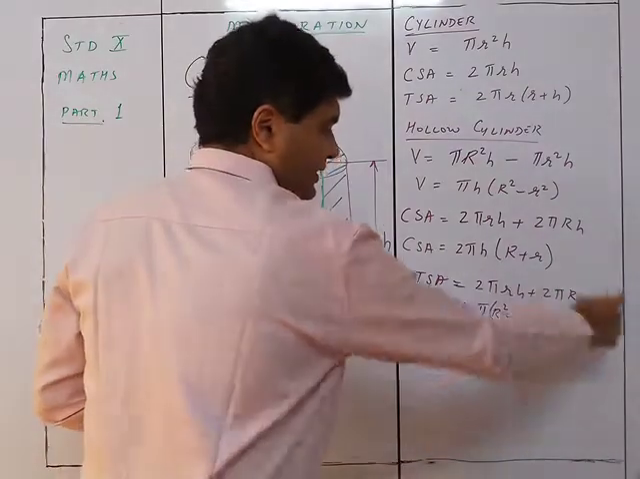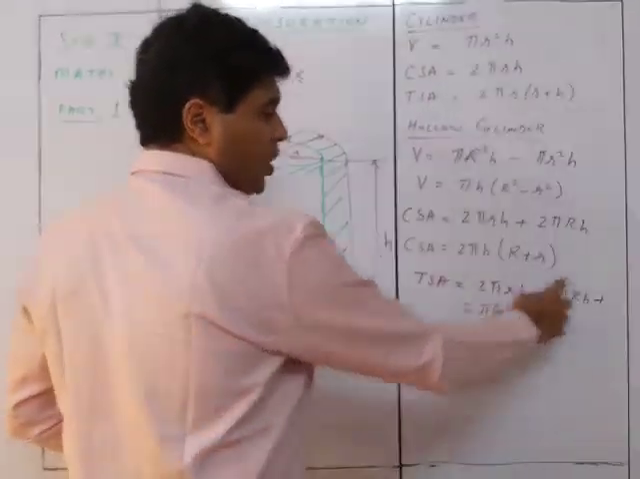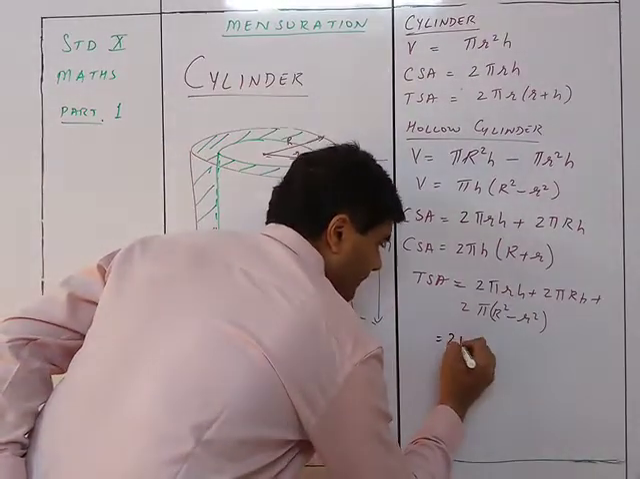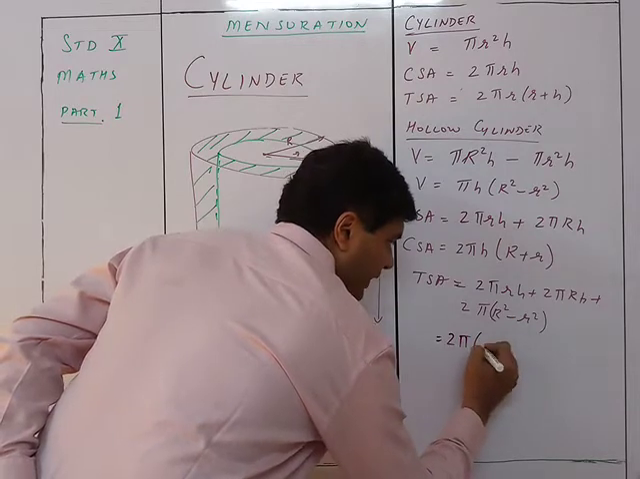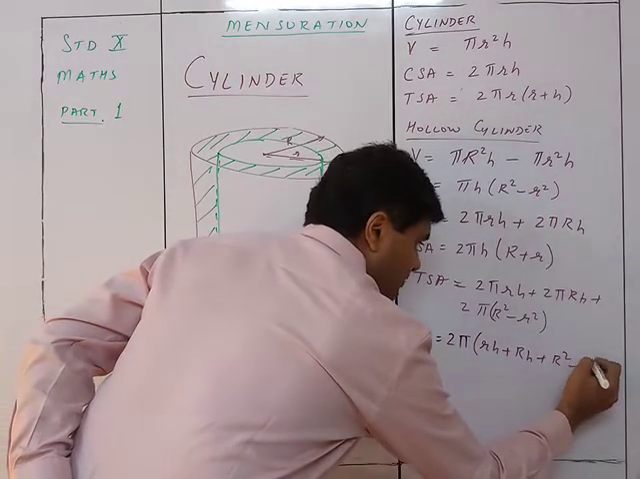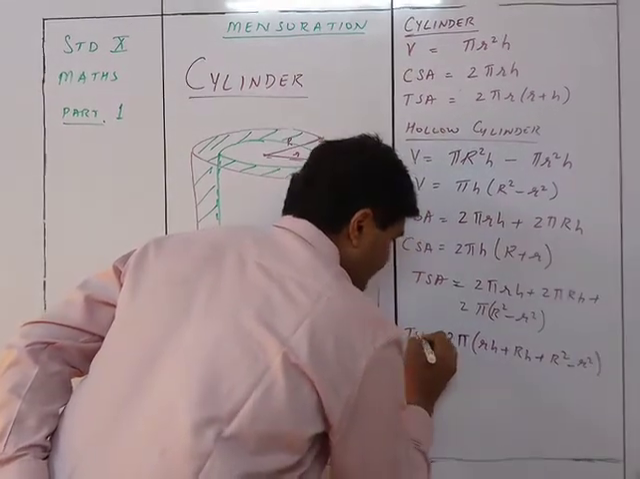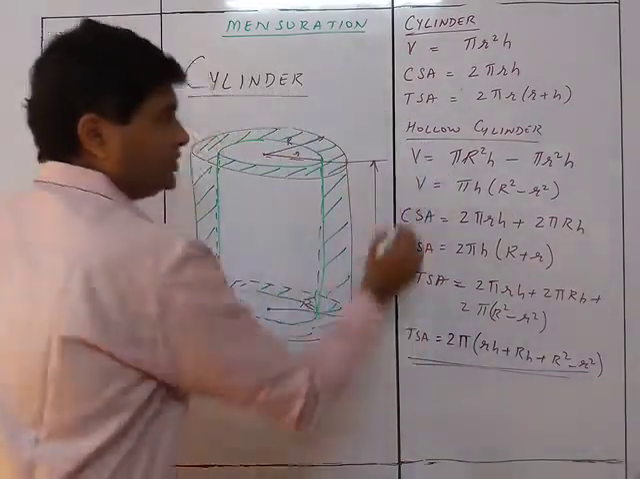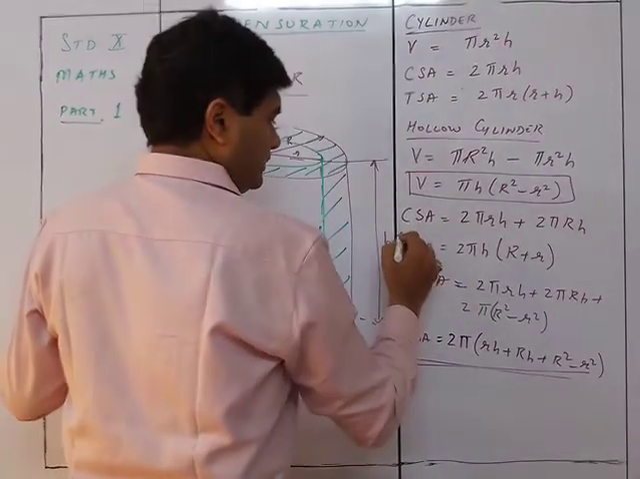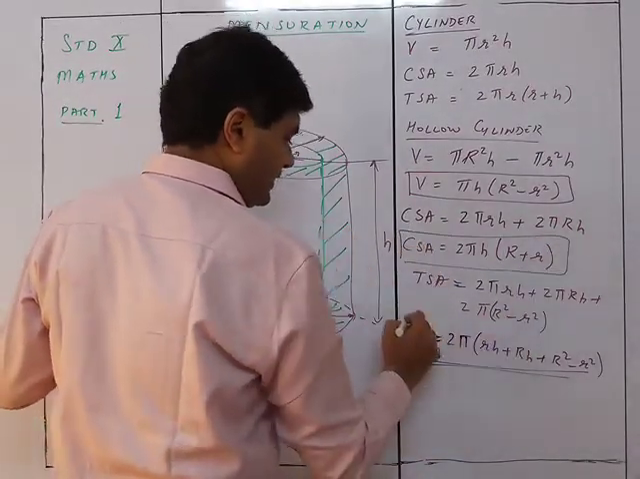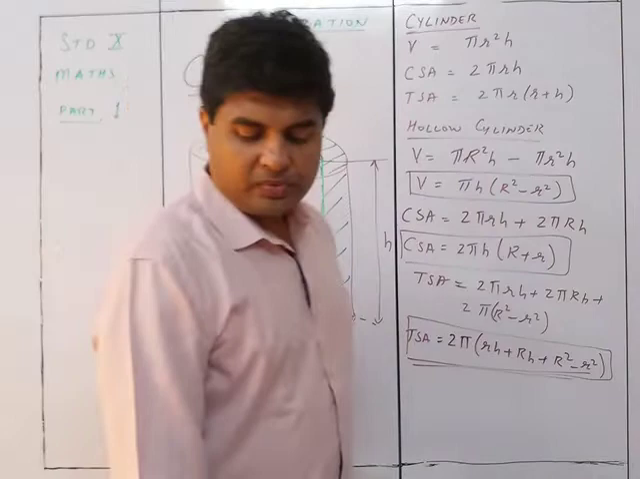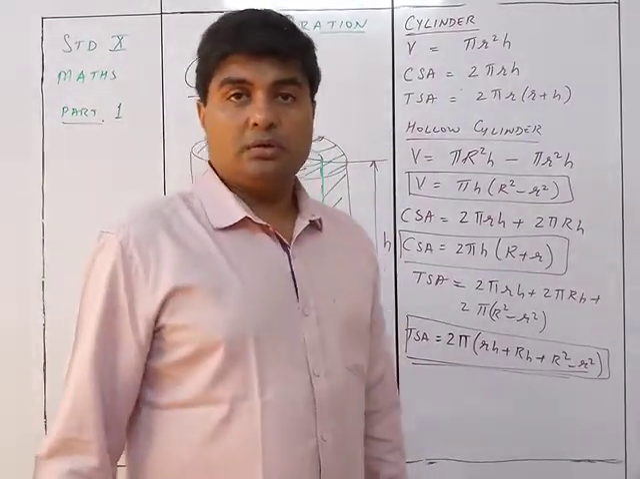If I take this all together, you can see 2 pi is common in all of them. So that's why we have it as equal to 2 pi. It will be R h plus r h plus R square minus r square. This is TSA of the hollow cylinder. So for the hollow cylinder, this one is important, this one, another one, and finally this one as the formulas for the exercise.